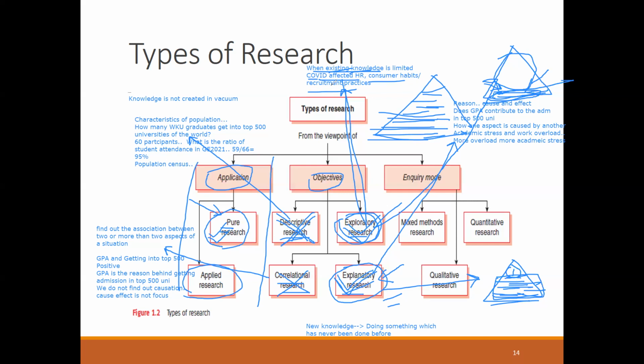Could you please explain pure research, basic research? Yeah. So pure research is basically basic research. Pure research and basic research are the same thing.